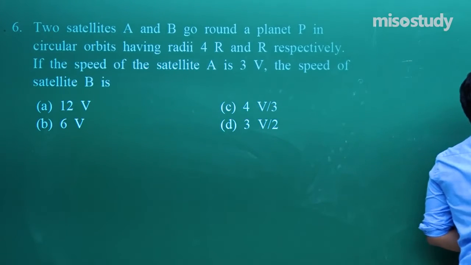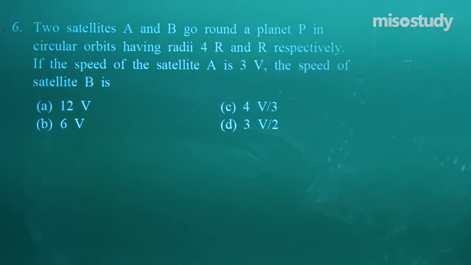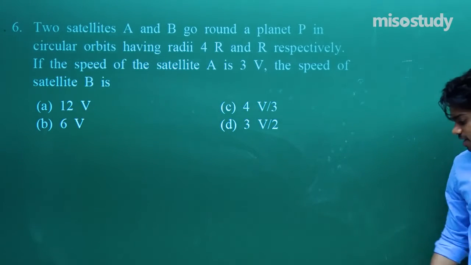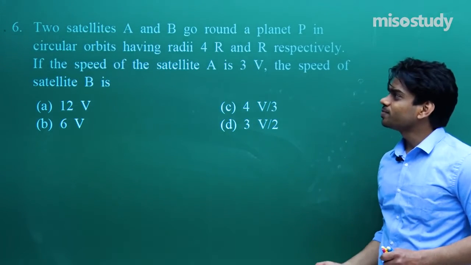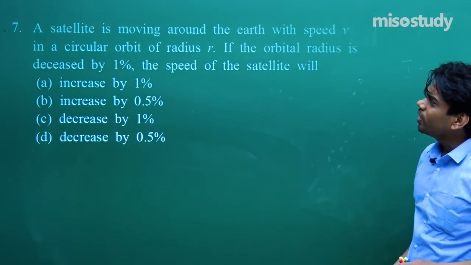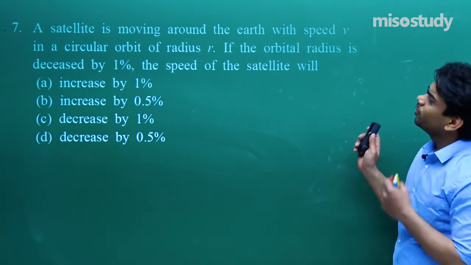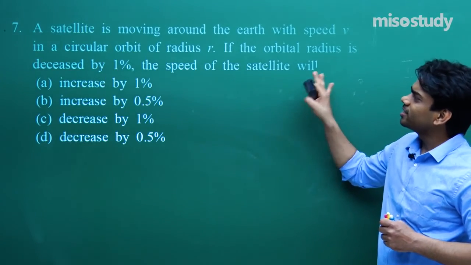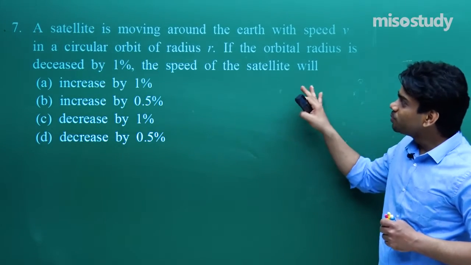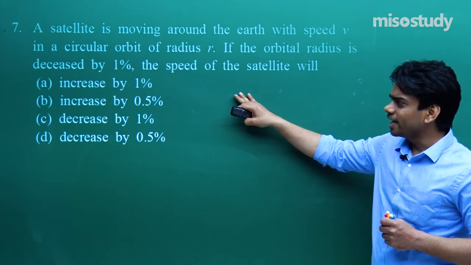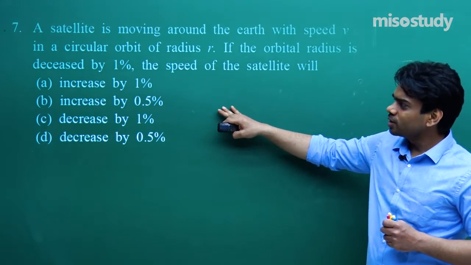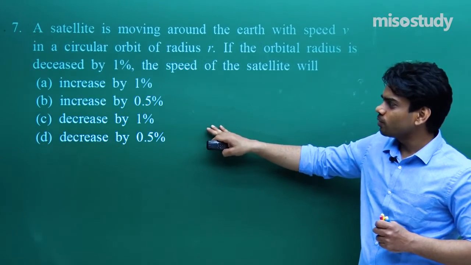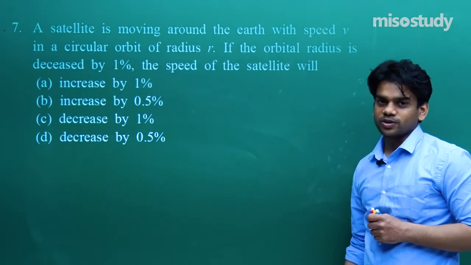And this is actually orbital motion, planetary motion, that we have also learned in our regular class. Let's go with the next question of the class. A satellite moving around the Earth with speed v in a circular orbit of radius r. If the orbital radius is decreased by 1%, the speed of satellite will: A, increase by 1%; B, increase by 0.5%; C, decrease by 1%; D, decrease by 0.5%.